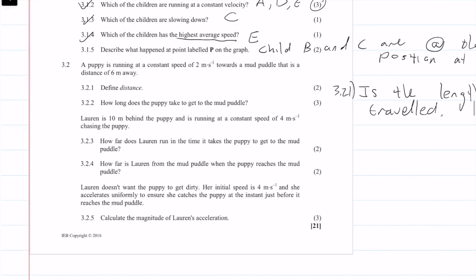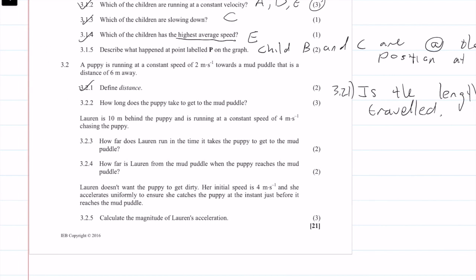Okay, and we get 2 marks for that. Okay, now let's read the question. A puppy is running at a constant speed of 2 meters per second, so speed equals 2 meters per second, towards a mud puddle that is a distance of 6 meters away. So the distance equals 6 meters. Okay, so how long does it take the puppy to get to the puddle?